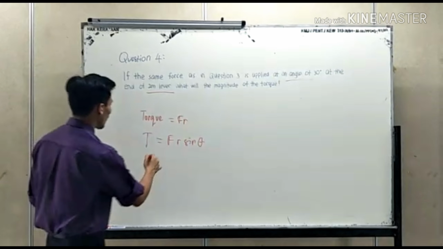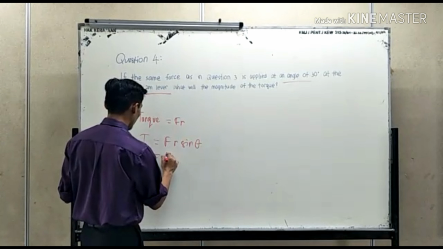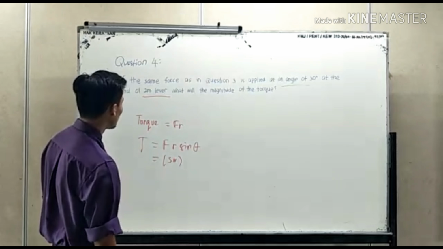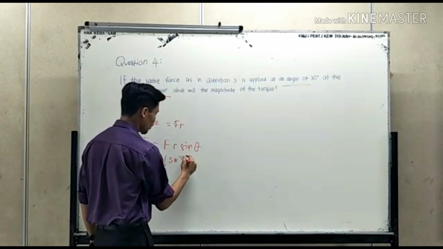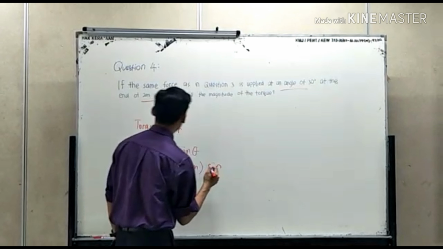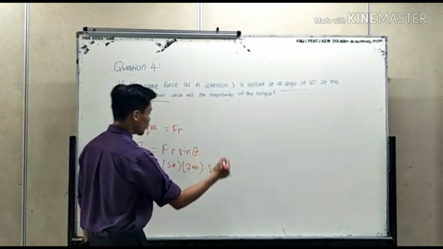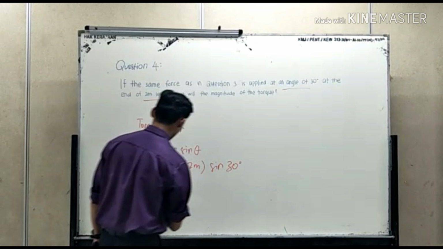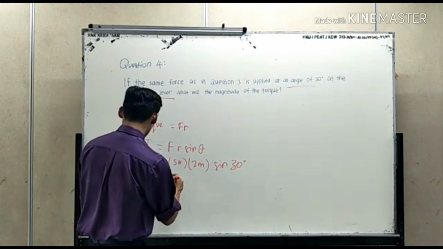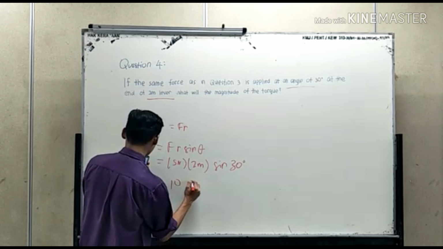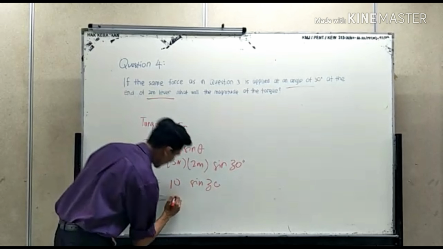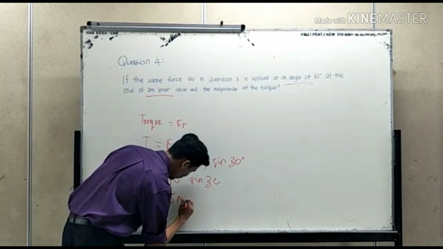So from question 3 we get the force, R we get 2 meter, and then theta is 30 degrees. So we calculate, we get 5 times 2 times sin 30 and the answer is 5 Newton meter.